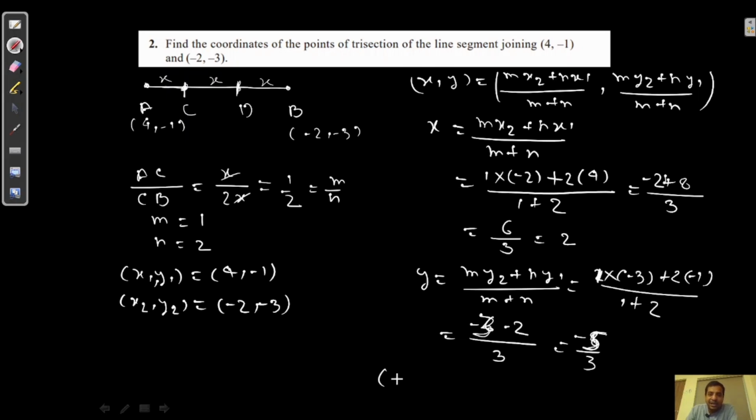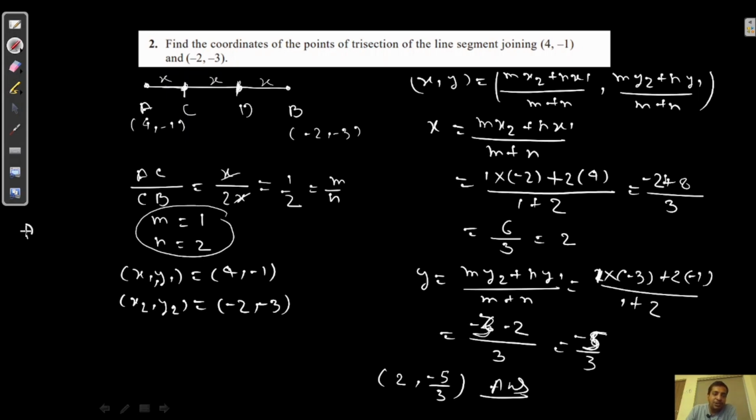So what is our desired point? The value of x is 2 and the value of y is minus 5 by 3. So that is my answer for question number 2. I hope you have all understood. Now what you have to do is find the coordinates of D. What will change? Your ratio.